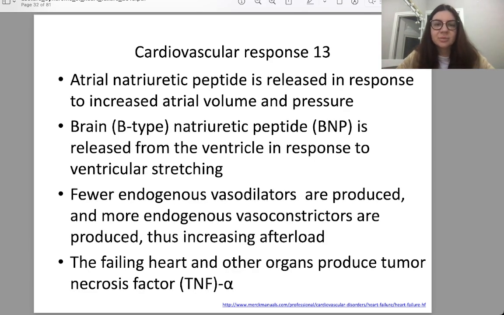Atrial natriuretic peptide is released in response to increased atrial volume and pressure. Brain or B-type natriuretic peptide, or BNP, is released from a ventricle in response to ventricular stretching. Fewer endogenous vasodilators are produced and more endogenous vasoconstrictors are produced, thus increasing afterload. The failing heart and other organs produce tumor necrosis factor, or TNF-alpha.